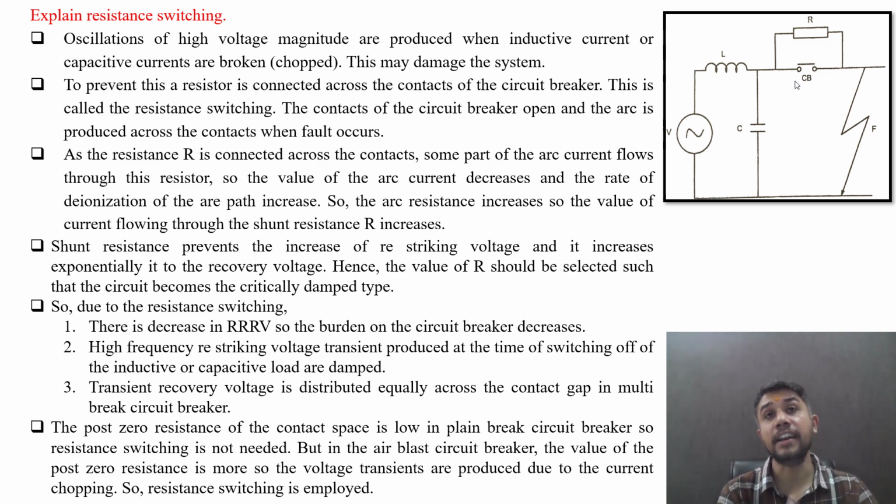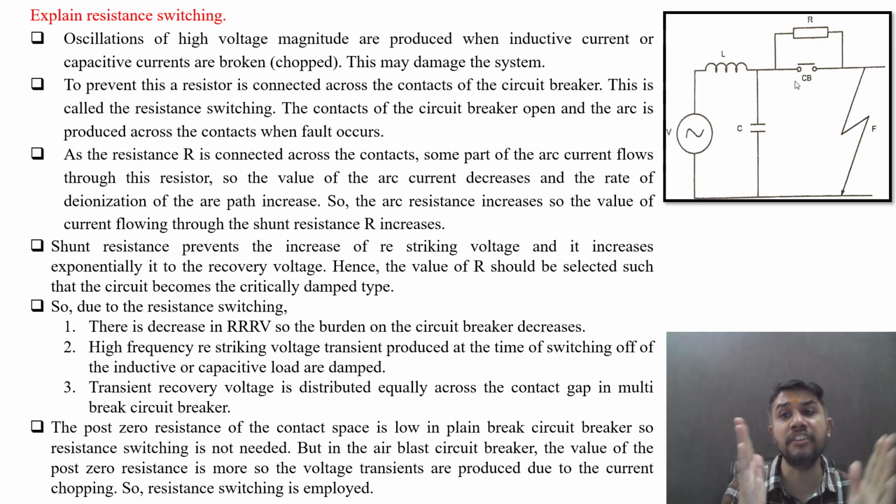The contacts of the circuit breaker open and the arc is produced across the contacts, that is, the moving contact is separating from the fixed contact when the fault occurs. So as the resistance R is connected across the contacts of the circuit breaker, some part of the arc current flows through that resistor. So the value of the arc current decreases and the rate of deionization of the path increases. So the arc resistance increases and hence the value of current flowing through the shunt resistance R increases continuously.